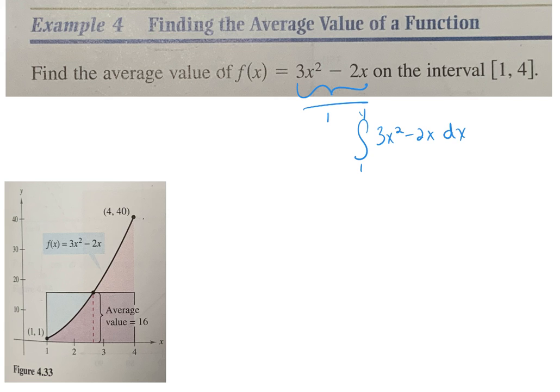But I would multiply it by 1 over 4 minus 1, 1 over 3. So I take my final answer and divide by 3, divide by the difference between the two, okay? So the average value does exactly the same thing.